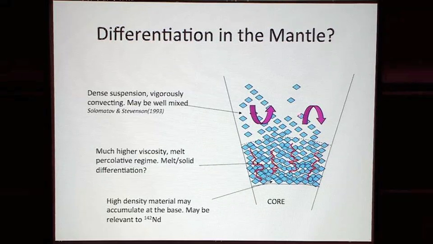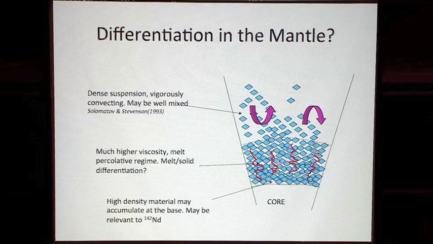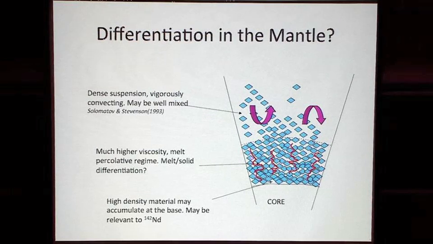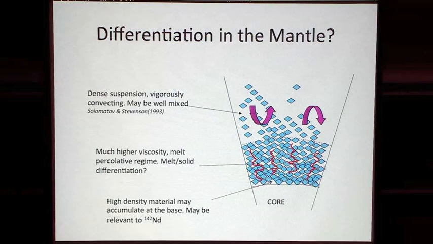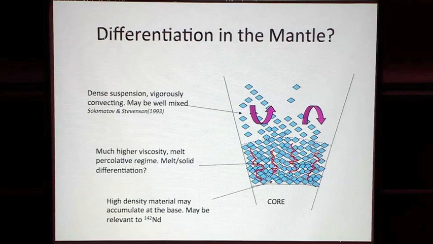So this is a complicated dynamic. However, and this is important, once you get into the percolative regime where the crystals are touching each other and forming an interconnected network, a high viscosity system in the bulk sense, but the liquid in between the crystals is low viscosity, then of course you can get percolation either up or down. And I don't know of any reasonable choice of parameters for which this entire system will stay well mixed. You can have a subsequent turnover, as in Lindy Elkins-Tanton's models, but this is certainly a way of producing, for example, a basal magma ocean if it's iron rich, or differentiating in either direction. And this may be of some relevance to the neodymium-142 story.